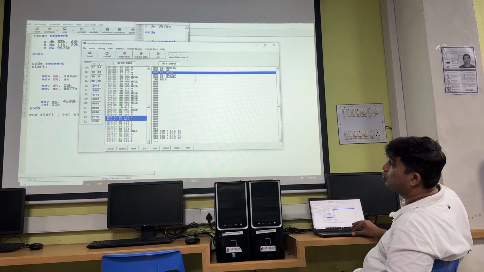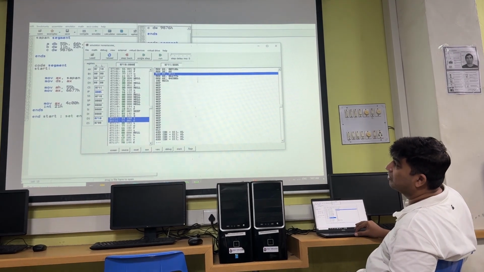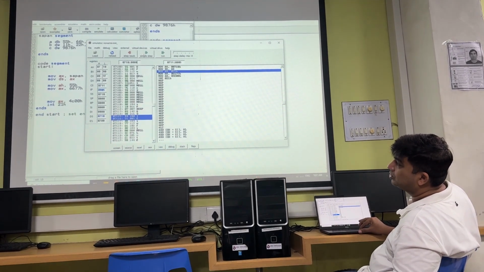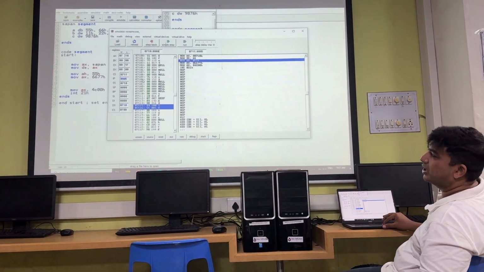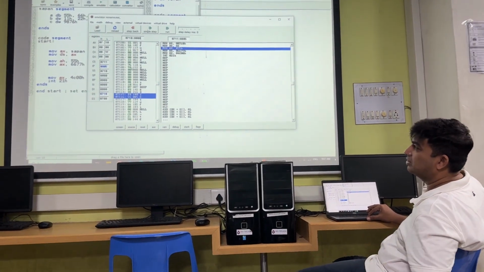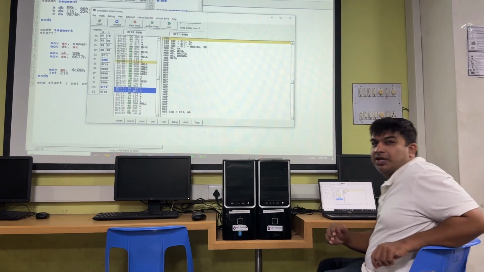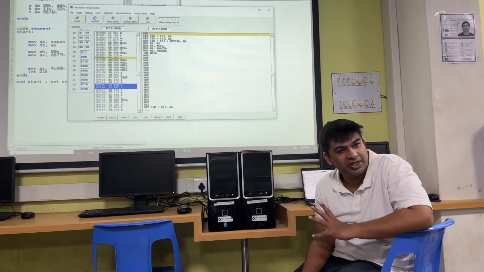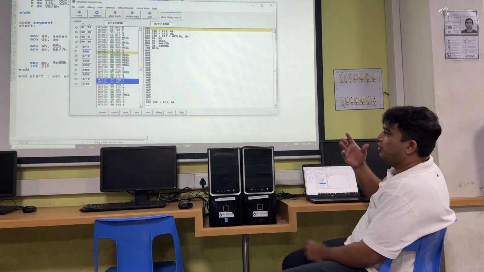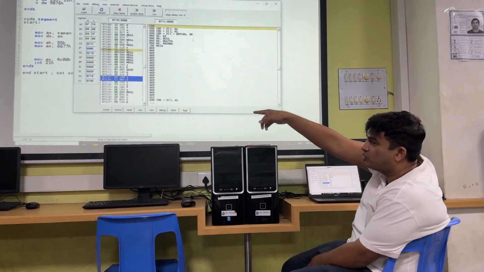On location 3, 556677 2. On location 9, 76. Location 10 is A in hex. It is 98. Complete? Yes. So now you understand how your data segment works. Clear? Yes. So if you want to check your memory, you need to go to this middle part.